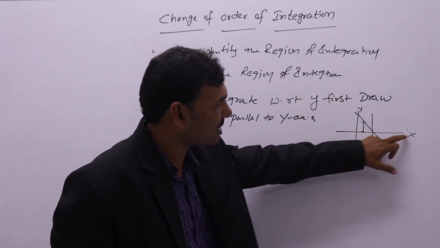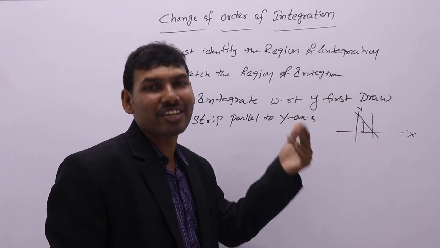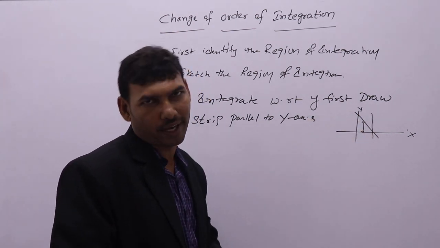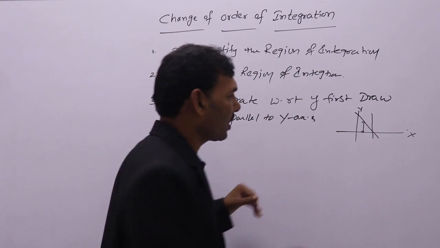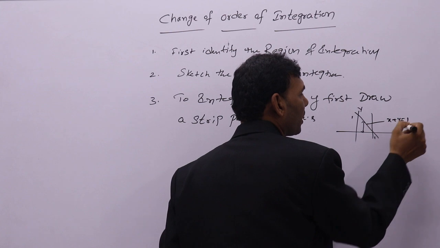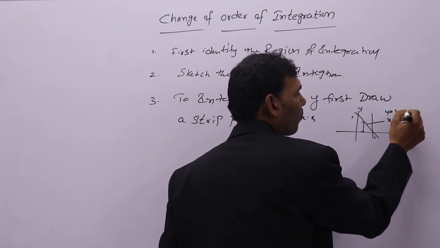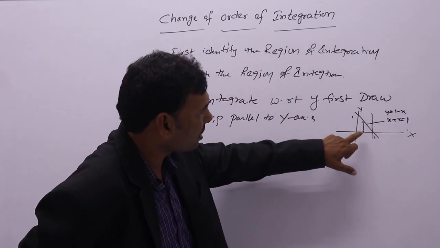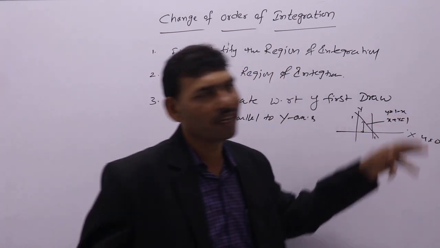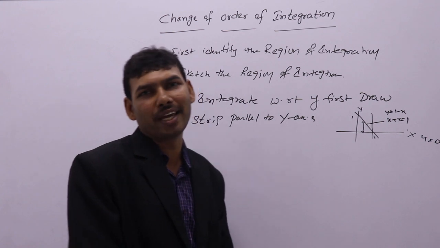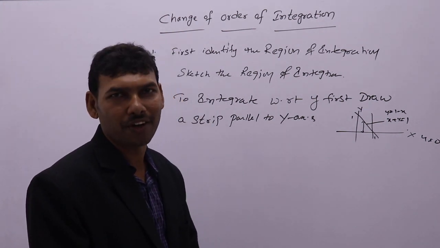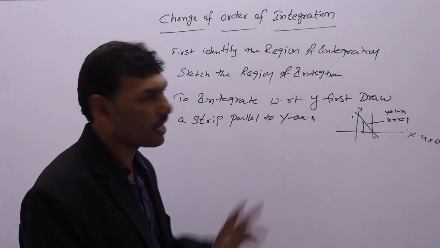This strip starts from the x-axis. What is the equation of the x-axis? y equal to 0. If this line is x plus y equal to 1, and you need the y limits, then from this, what is y? 1 minus x. That strip goes from the y equal to 0 line to y equal to 1 minus x. Then the limits will be y equal to 0 to y equal to 1 minus x. Are you getting it? That strip gives you the y limits.